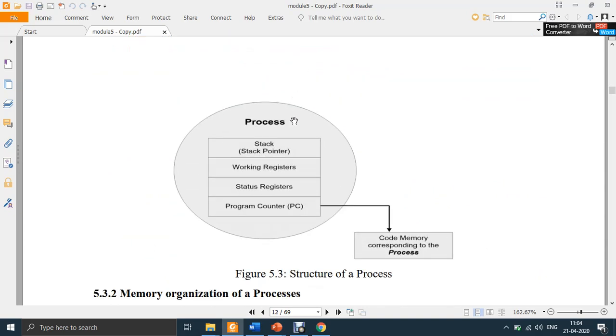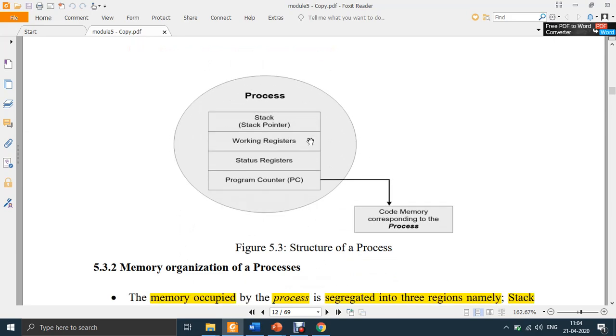Now we will see what a process contains. This is a process. A process will have its own stack memory, its own working registers, its own status registers, and its own program counter. Let's say there are 100 processes. Each process will have this content: its own stack, its own working registers, its own status registers, and its own program code. So this is what a process will look like.